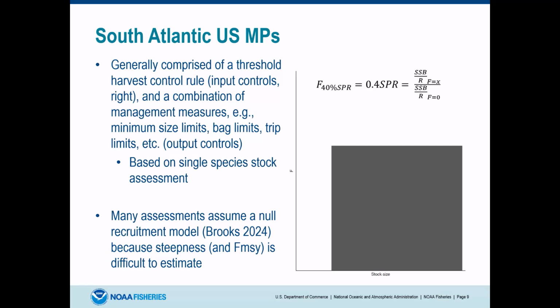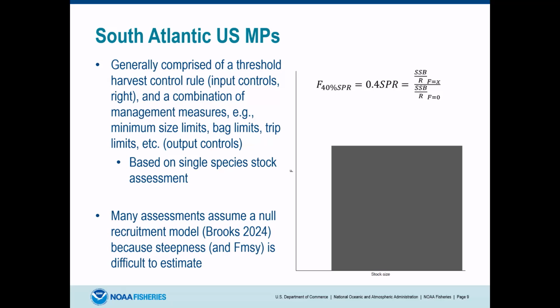In the South Atlantic US, the current MP, or rather the current harvest control rule, is generally comprised of an input control derived from typically F-based proxies. For many of the assessments, we assume a null recruitment model because steepness tends to be difficult to estimate and often just goes up to the upper bound. And so FMSY ends up being inestimable. And so we rely on these spawning potential ratio based proxies, such as the F that achieves 40% of the spawning potential ratio, aka F40.